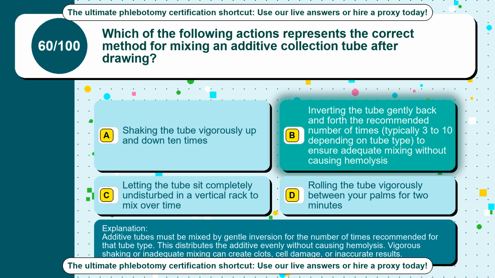Additive tubes must be mixed by gentle inversion for the number of times recommended for that tube type. This distributes the additive evenly without causing hemolysis. Vigorous shaking or inadequate mixing can create clots, cell damage, or inaccurate results.